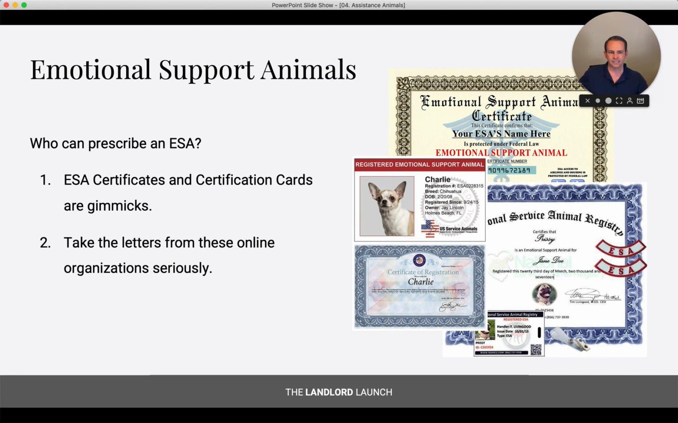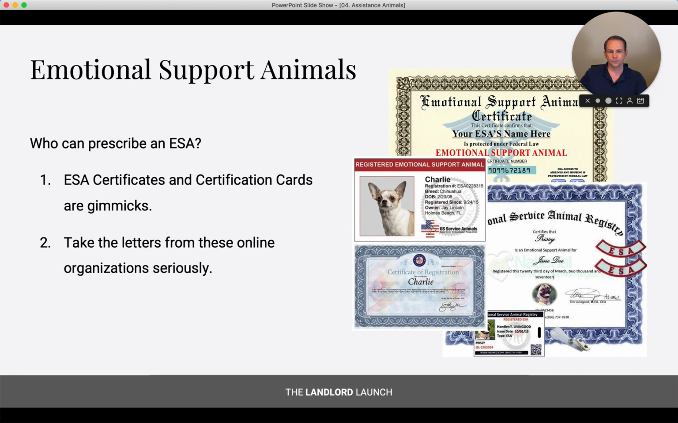There's a lot of this fancy stuff out here with these certificates and stuff, but these are pretty much pay-to-play type deals. You get online, you answer 5 questions, you pay your $199, and they send you a certificate saying this animal is an official ESA animal. Here's the certificate number. That doesn't meet the requirements as are outlined by HUD.